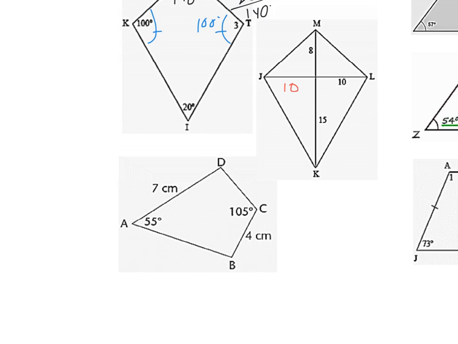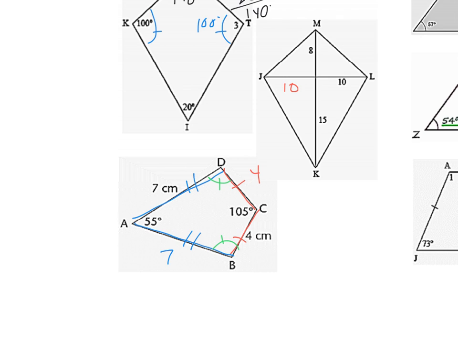Alright, take a few moments here to find this missing side length, this missing side length, and both of these missing angles. So hopefully you looked back at your notes or you remembered that the two pairs of consecutive sides are congruent. So those are congruent, which means this is 4. And then this side is congruent to this side. So AB is 7. And then these two angles are congruent.